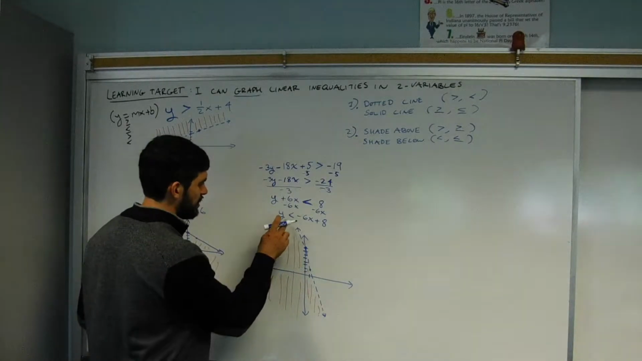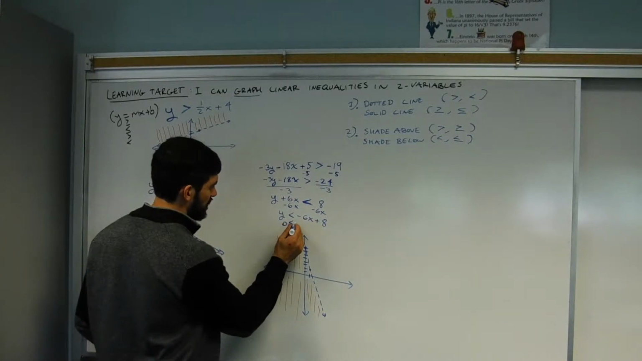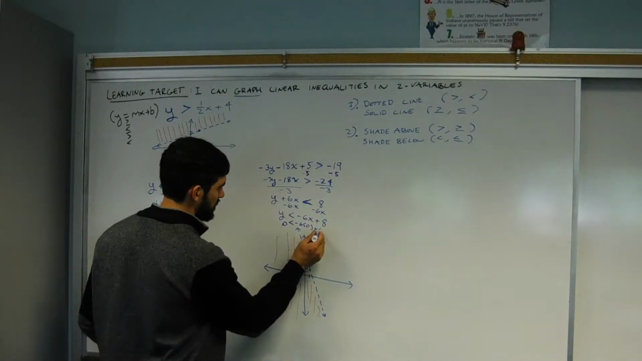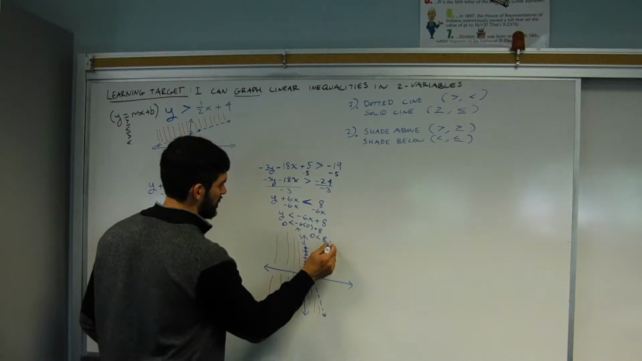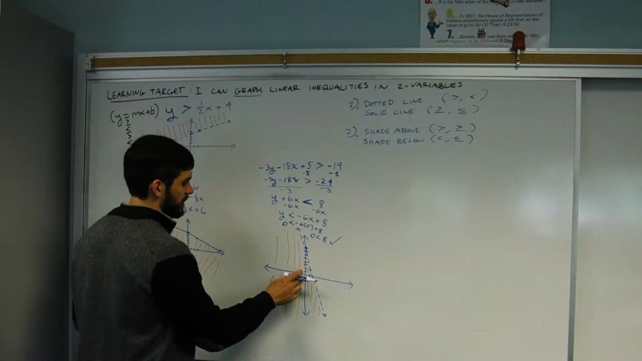So we can check, is 0 less than negative 6 times 0 plus 8? Is 0 less than 8? Yeah, so that's why that point is shaded.